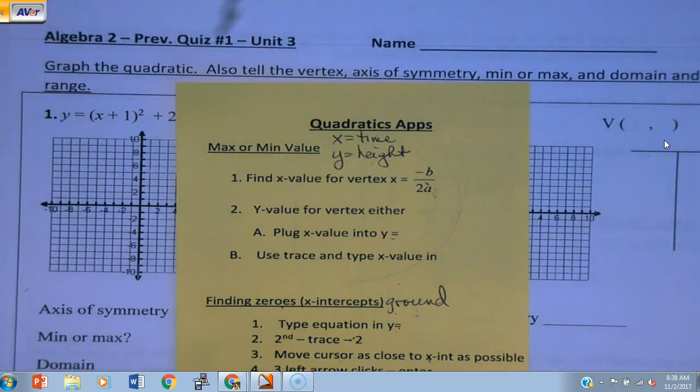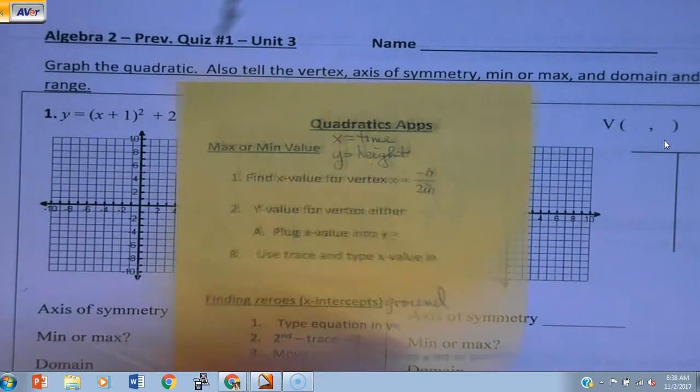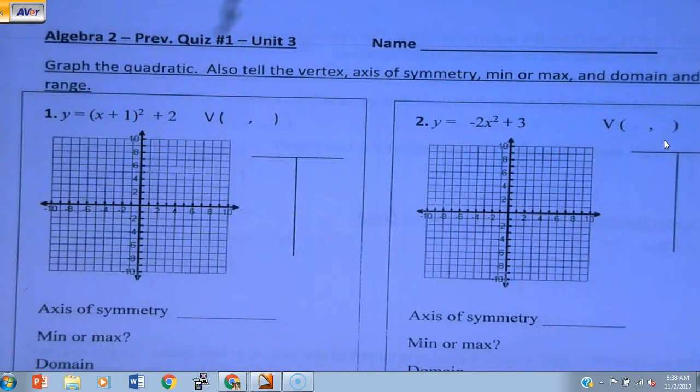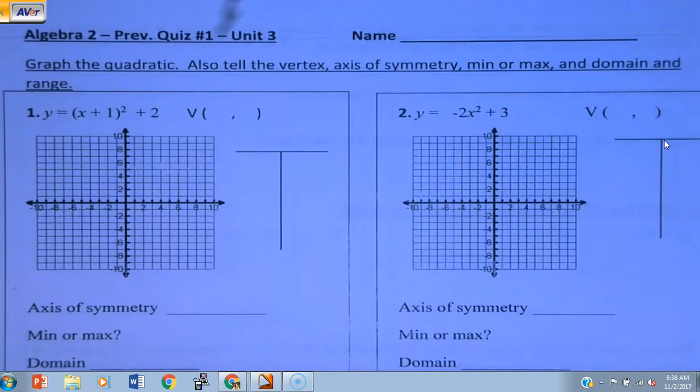Getting ready for our first quiz here in Unit 3. I guess I can move the help sheet out of the way here for a minute. So graph the quadratic, tell the vertex, the axis of symmetry, the min or the max, the domain and range. So there's a lot of stuff going on here.